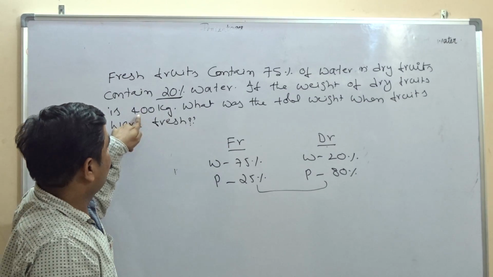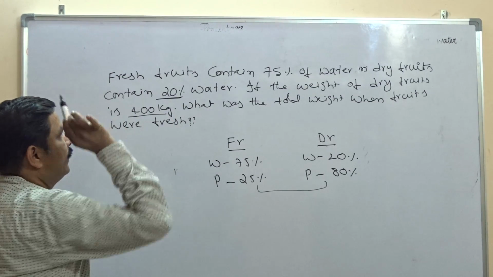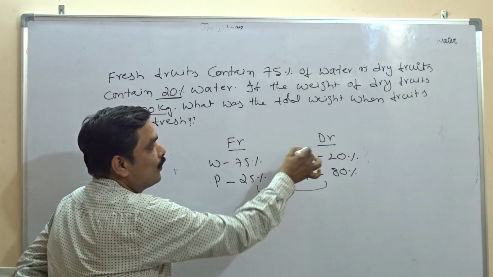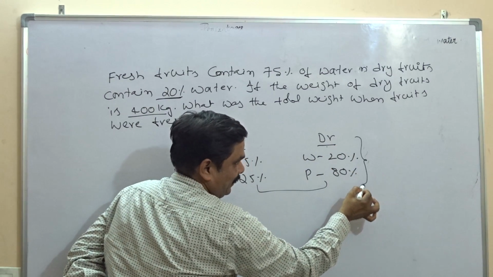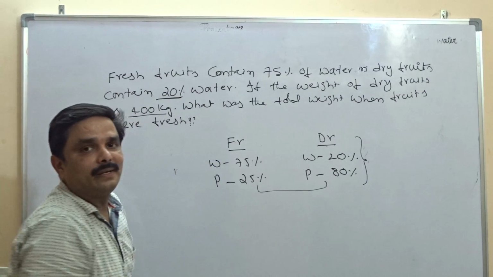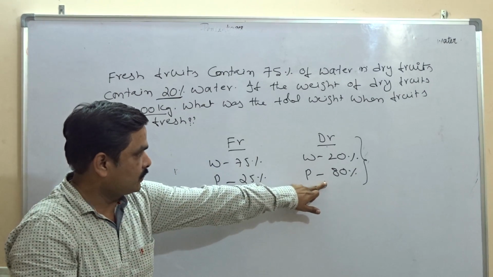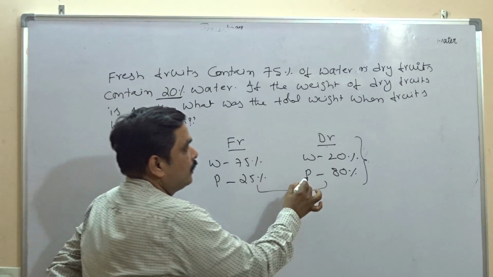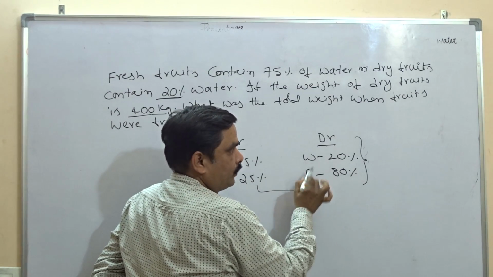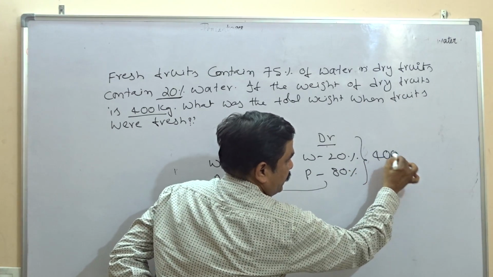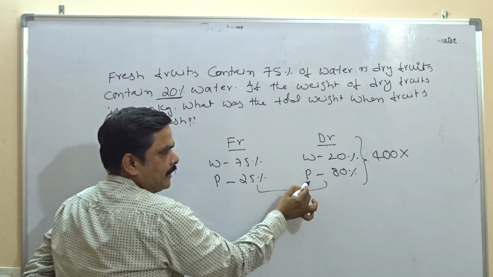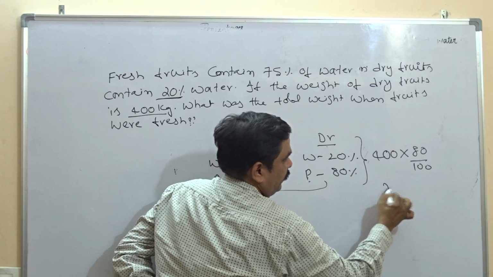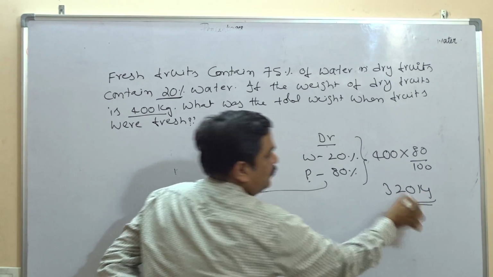Now in the problem they have given that the weight of the total dry fruits is 400 kgs. Now in 400 kgs, how much pulp is there? Because I am going to solve the question based on the pulp. Forget about water. So now take the quantity of the pulp. Out of 400 kgs, the pulp quantity is 80%. So 80% is nothing but 320 kgs.